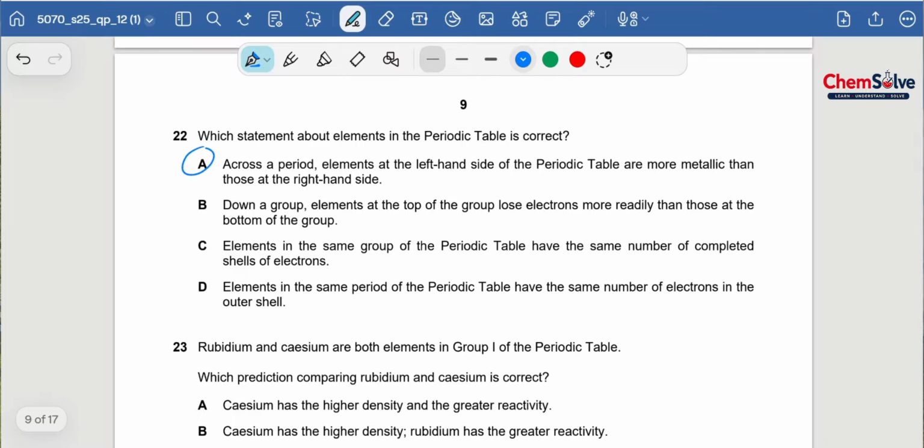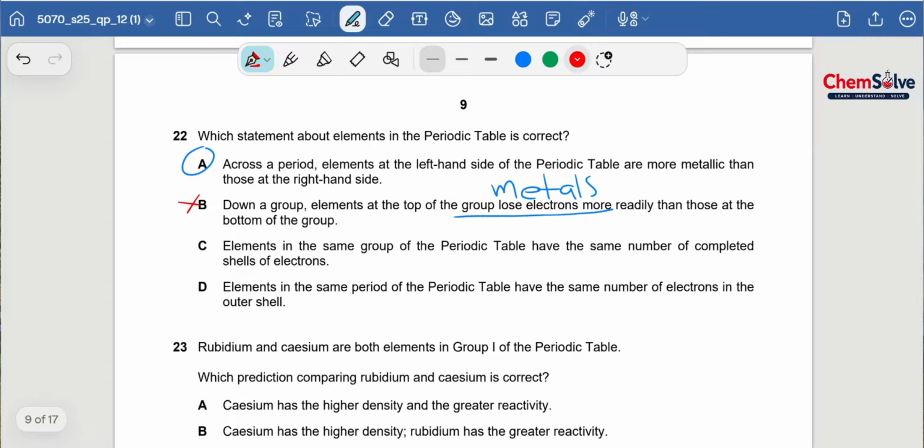Option B, down the group, elements at the top of the group lose electrons more readily than those at the bottom of the group. This statement is correct for the metals. As we move down the group in group 1, 2 or 3, they become more reactive and they lose electrons more readily, but this statement does not apply to the non-metals. So to say for all the groups, I think this isn't the correct option. So we'll not consider it.